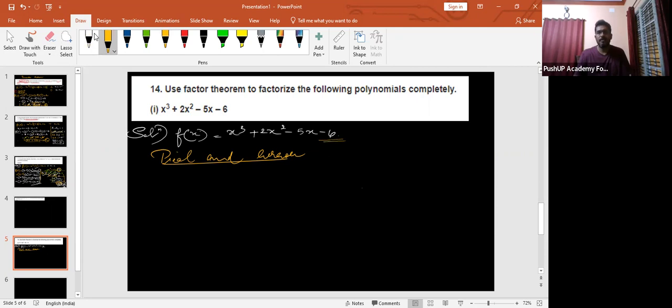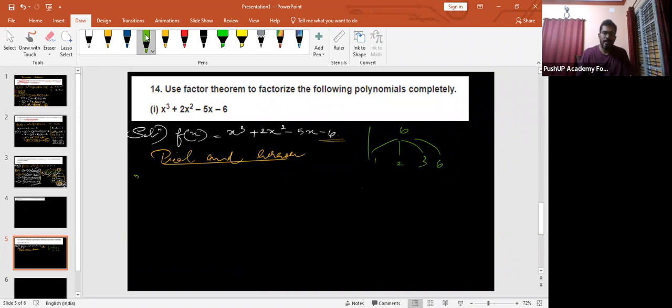Take the constant value. Once you take the constant value, write the factors of that number. The constant value is 6. What are the factors? 1, 2, 3, and 6. These four numbers are the factors of 6. Why? Because 1 into 6 is 6, 2 into 3 is 6, 3 into 2 is 6, and 6 into 1 is 6. So these are the four factors. That part is clear. Now you can start with the value of x as positive 1.